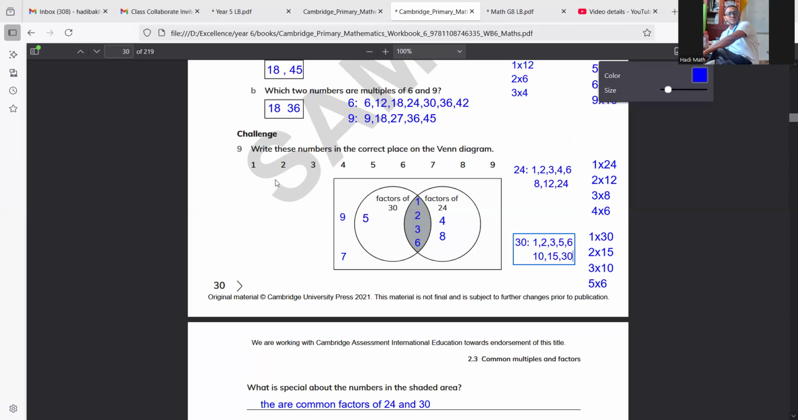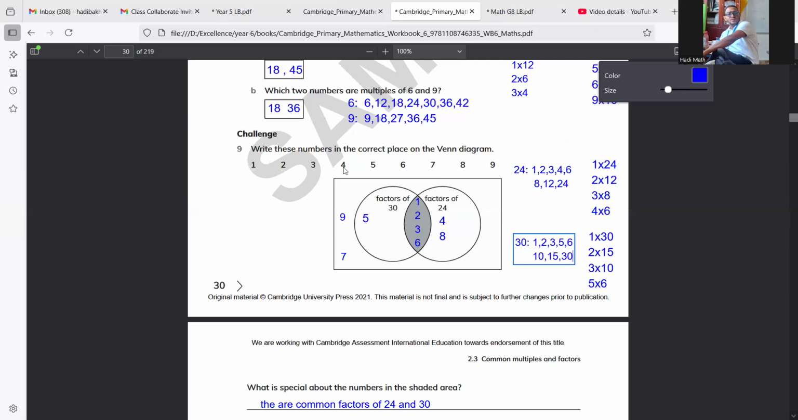Then you will see 1. 1 is a factor of 30. Yes. Is it a factor of 24? Yes. So you write it in the shaded part here because it's a factor of both of them. Then 2 is a factor of 30. Yes. It's a factor of 24. Yes. You write it in the shaded part. Then go to the 3. 3 is a factor of 30. Yes. A factor of 24. Yes. So you write it in the shaded part here.